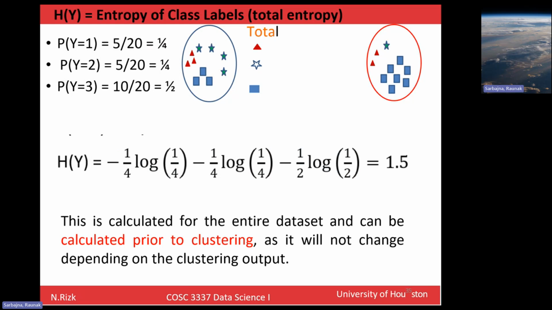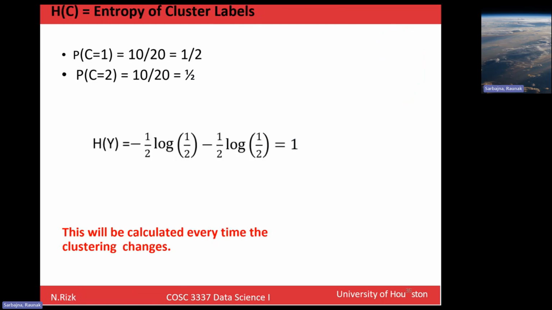So for P of Y equals 1, how many points are there? So 1 is star, or 2 is circle, 2 is triangle, and 3 is square or whatever. It doesn't matter. The values should have been here. For some reason, they haven't shown up. Whatever, it doesn't matter. So this is the standard way of calculating entropy. So you calculate the entropy of the original data set before you even start clustering, right?